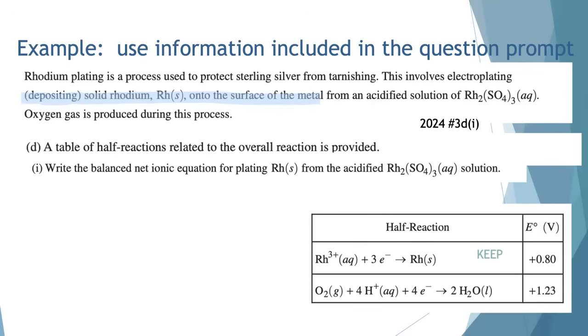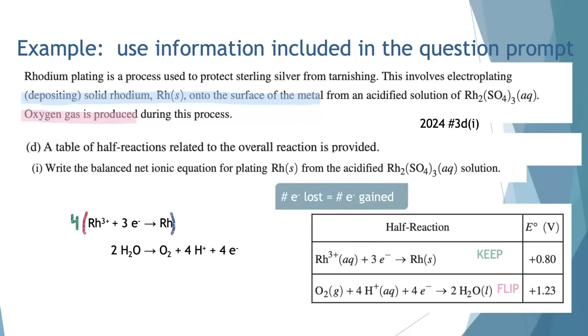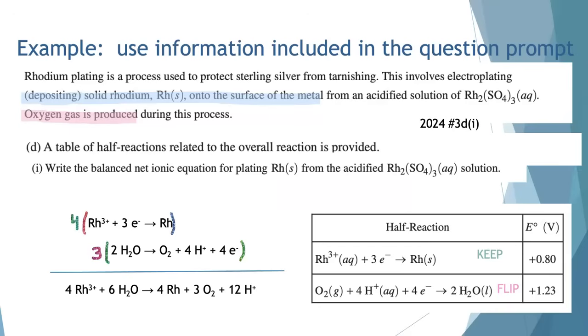So we need rhodium metal to be a product, which means we want to keep the rhodium ion half reaction. You can just write that down. We're also told in the prompt that oxygen gas is produced. And we have a half reaction with oxygen in it, but it's got oxygen as a reactant and we need it as a product. So we need to flip that oxygen half reaction in order to write the overall balanced equation. We need to make sure that the number of electrons lost equals the number of electrons gained. So I'm going to multiply the half reactions so that the electrons will cancel out and add everything up.